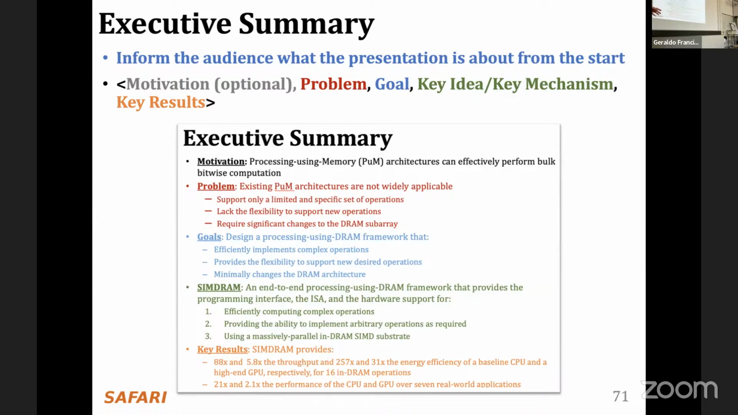And even if they don't want to invest the time, at least they got to know something about your work, the most important points of your work. And this executive summary should follow that classical organization that we follow here: problem, goal, key idea, mechanism, and key results.